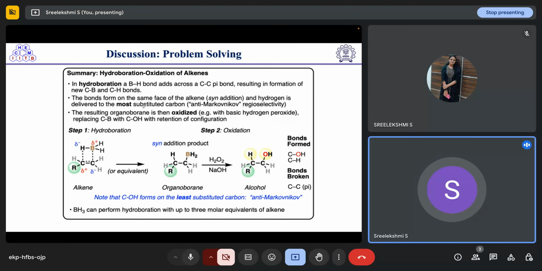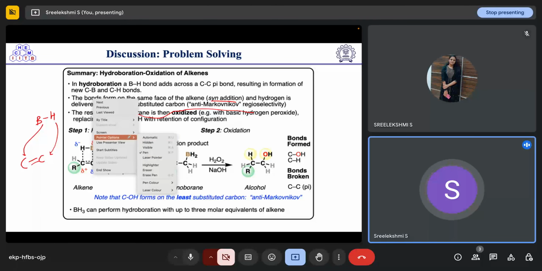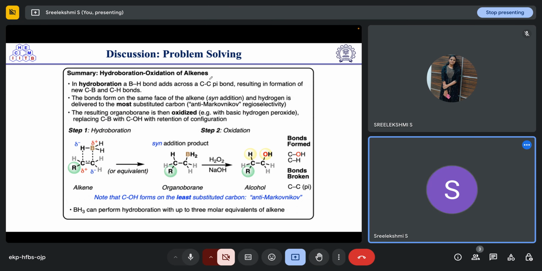So first we will see the hydroboration oxidation of alkenes. In hydroboration, we have an alkene here, and we have the borane, BH, and this will add across this carbon-carbon pi bond. Boron will add on one carbon and hydrogen will add on the other carbon. It adds in a syn addition, and the hydrogen is delivered to the more substituted carbon, that is an anti-Markovnikov regioselectivity, because boron will always be attracted to the less sterically hindered or less crowded carbon. So we can say this is an anti-Markovnikov addition.